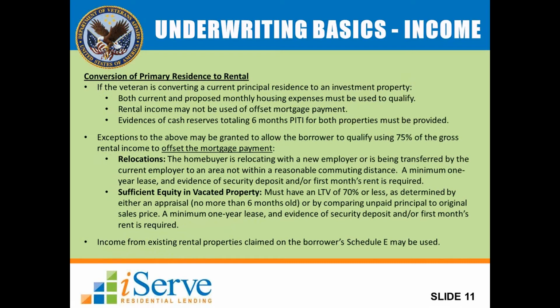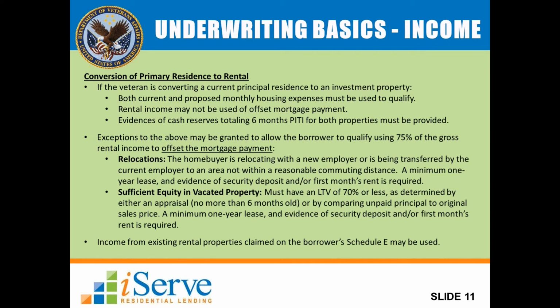All right, moving on. If the borrower currently owns their primary residence and is going to purchase a new one and convert that to a rental, it's going to sound kind of familiar because it more or less follows the same guidelines as FHA. Generally, we're going to have to hit them with both payments. We can't use rental income as an offset to the mortgage payment. And then we're going to want to see reserves equal to 6 months PITI for both their existing primary and the new subject. Now, there are exceptions.